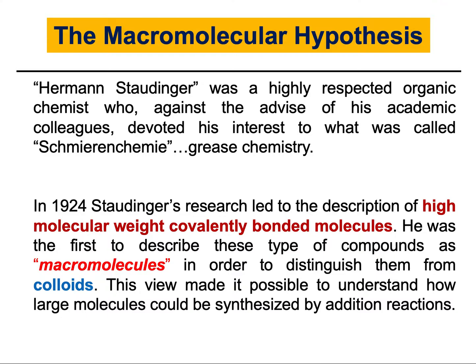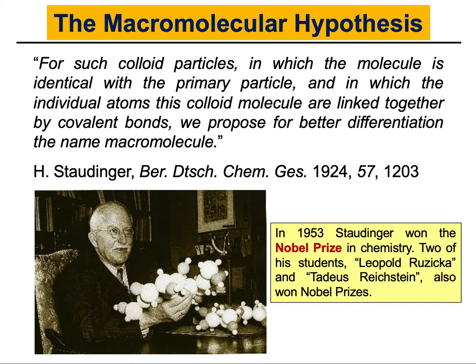And this is a picture of Staudinger. This is where he described the macromolecules for the first time, in one of the publications that he did. In 1953, he got the Nobel Prize, and two of his students also got the Nobel Prize. That's how important his work and research was to the field of polymers. It was well recognized among scientists everywhere.